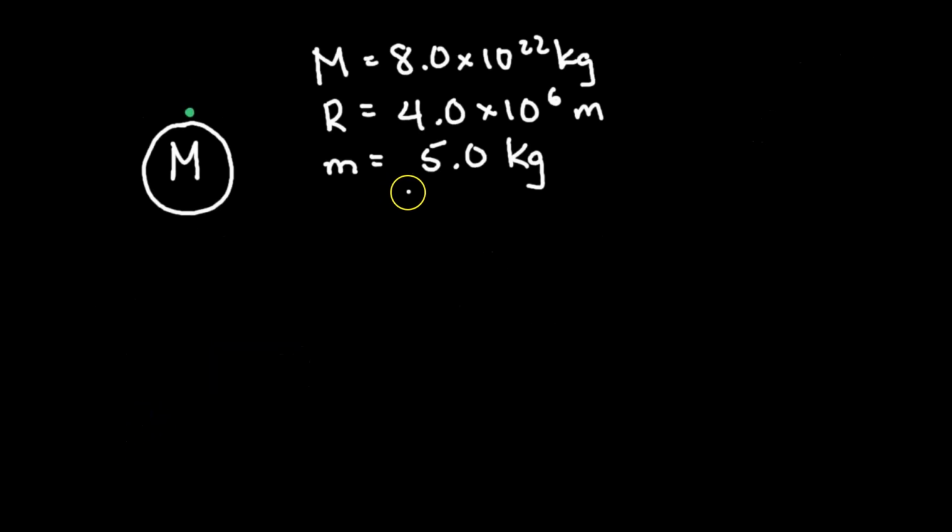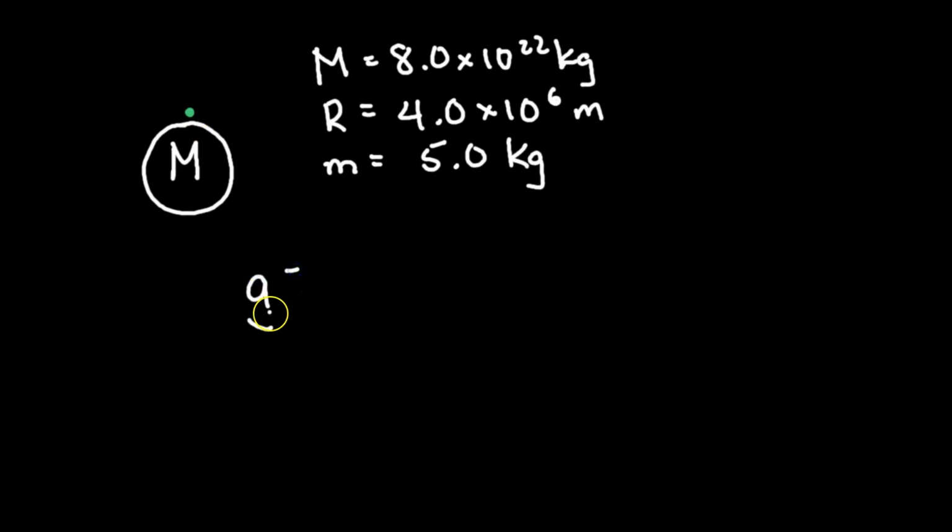Now I want to take a look at some common mistakes students make when applying the equation for calculating gravitational field. So here we have a planet with a mass of 8 times 10 to the 22nd kilograms. The planet has a radius of 4 times 10 to the 6 meters. And we have this green object, which has a mass of 5 kilograms. I want to find the gravitational field on the surface of this planet where this green mass is.